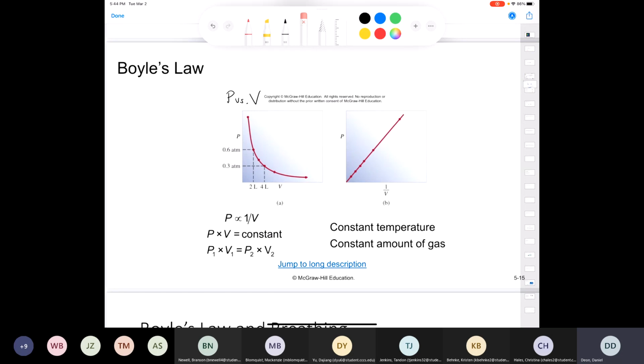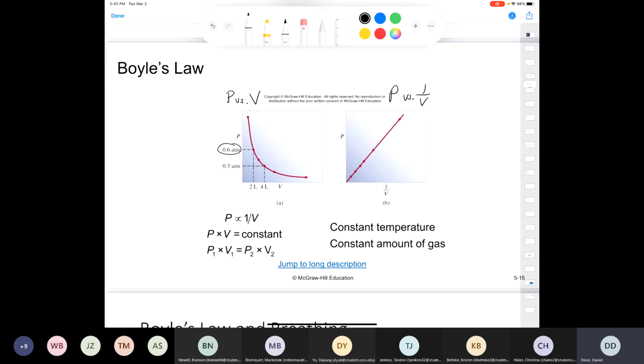But the problem with this, I mean, there's no big problem, but the problem is that when we have a plot that's nonlinear, it's not really handy, right? It's really difficult to make predictions off of a plot that's nonlinear. But if we plot the pressure versus the inverse of the volume, so pressure versus 1 over the volume, then we get a straight line. Okay. So if we take the pressure times the volume at any point along here, we're going to end up with a constant. Let me prove it to you.